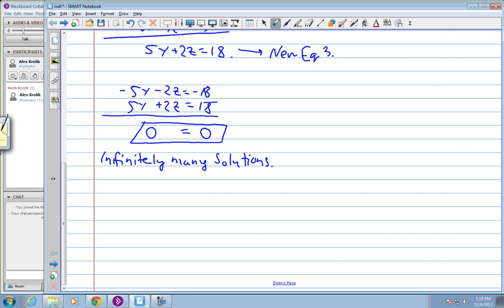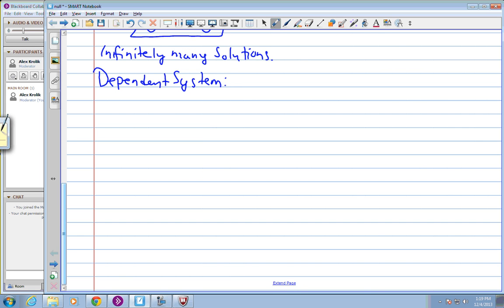And when we get that kind of an identity, we call these types of systems dependent systems. Because for these infinitely many solutions, there is still a rule amongst them. It's not just random triplets of values for x, y, and z.